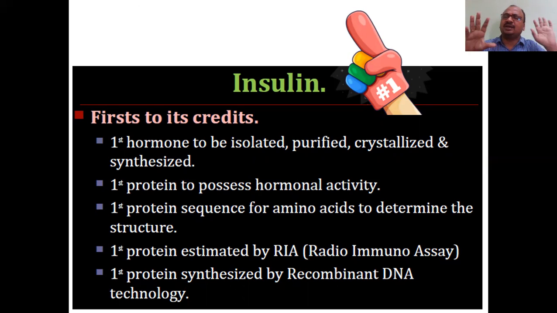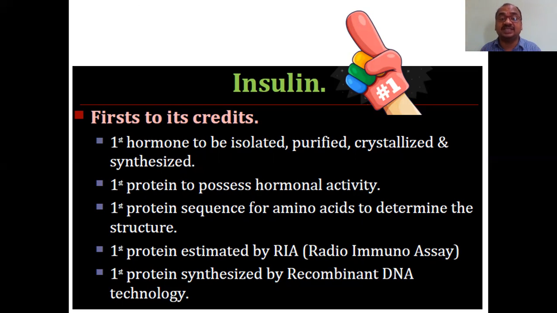So it is a protein because it consists of amino acids, full of amino acids. Automatically, by closing your eyes, you can say it is a protein. So it is a protein, it is a hormone. First protein sequence of amino acids was determined for the structure. First, they only isolated and studied this hormone's structure. The remaining hormone structures they studied later.